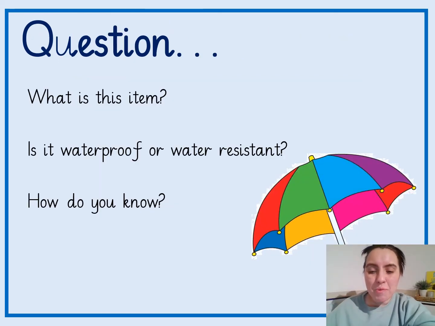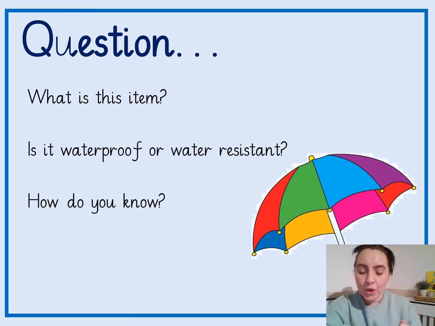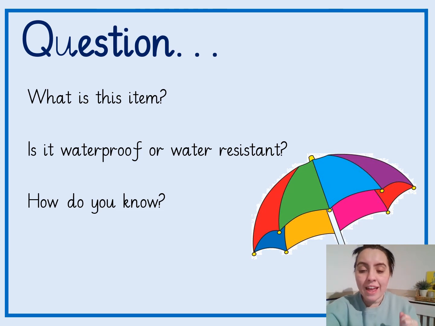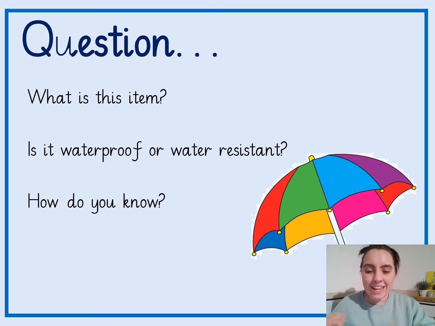Okay children, I hope you had fun identifying whether the items were waterproof or water resistant. You may have noticed that some of the items fell into both categories. For example, the plaster was both waterproof and water resistant, because you can get some plasters that are made from a waterproof material and some that are made from a more fabric material. So you might have found that some of them fell into both categories.